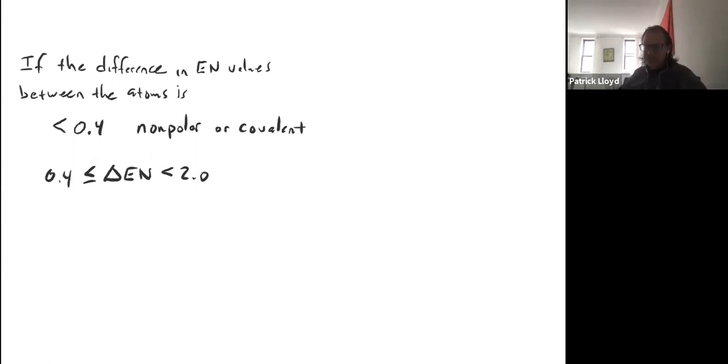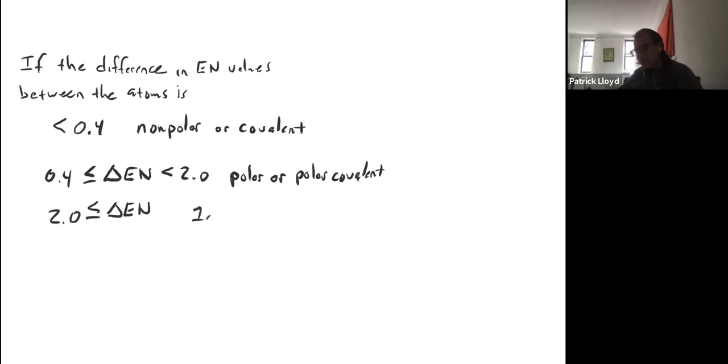So if the difference in electronegativity is greater than or equal to 0.4, but less than 2, then we would say it's polar or polar covalent. Okay? So if it's less than 0.4, it's nonpolar or just covalent. If it's between 0.4 and 2, it's polar or polar covalent. And then if the difference in electronegativity is greater than or equal to 2, then it's actually considered an ionic bond.